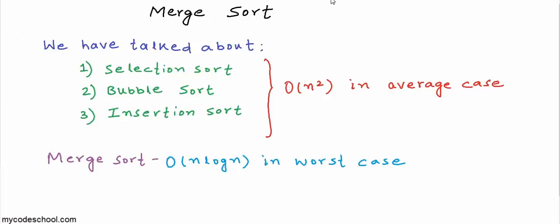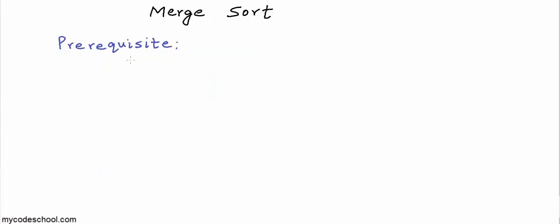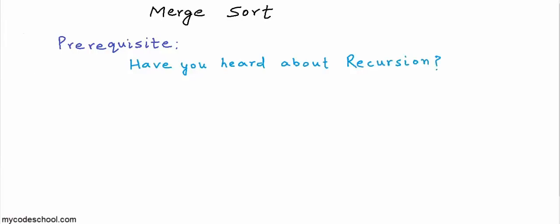Big O of n log n time complexity in worst case is definitely a lot better, a lot faster than big O of n square in average case. So in this lesson we will study, discuss and analyze merge sort algorithm. There is one prerequisite for this lesson. You should have at least heard about recursion as a programming concept. Okay, so let's get started.